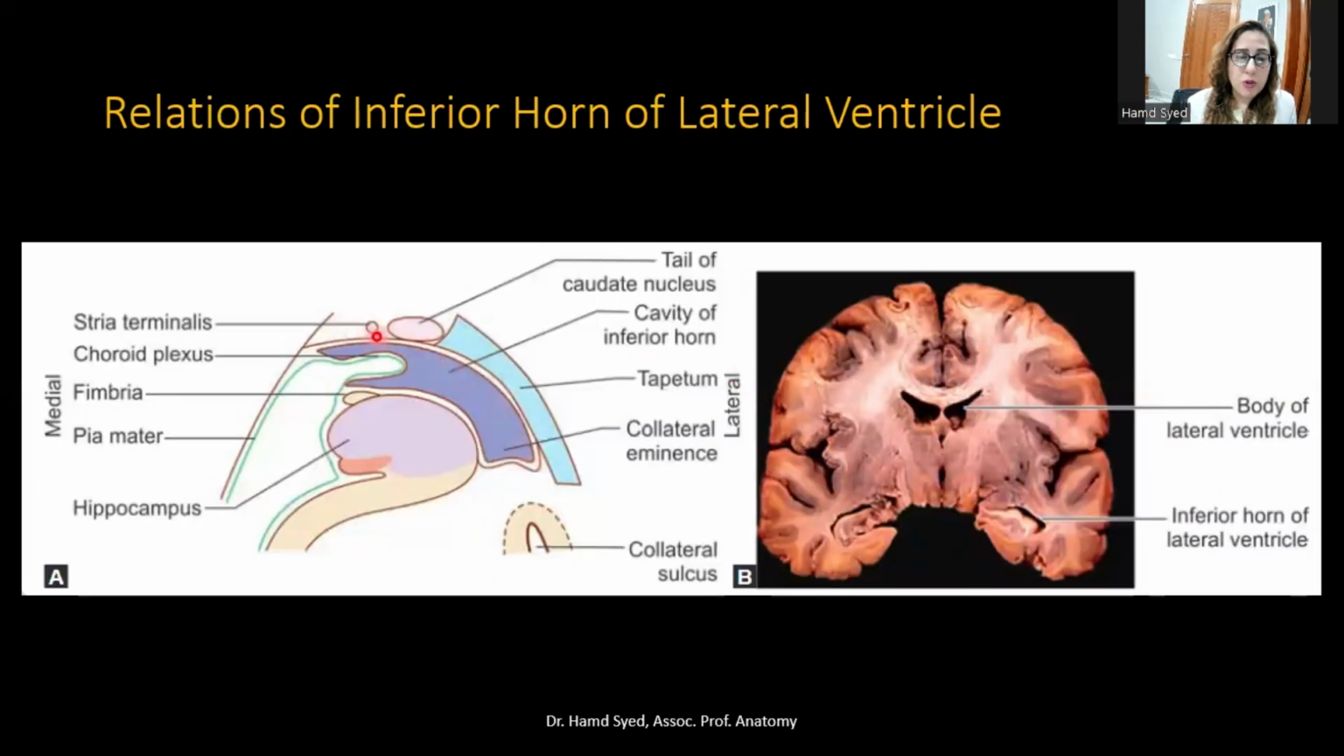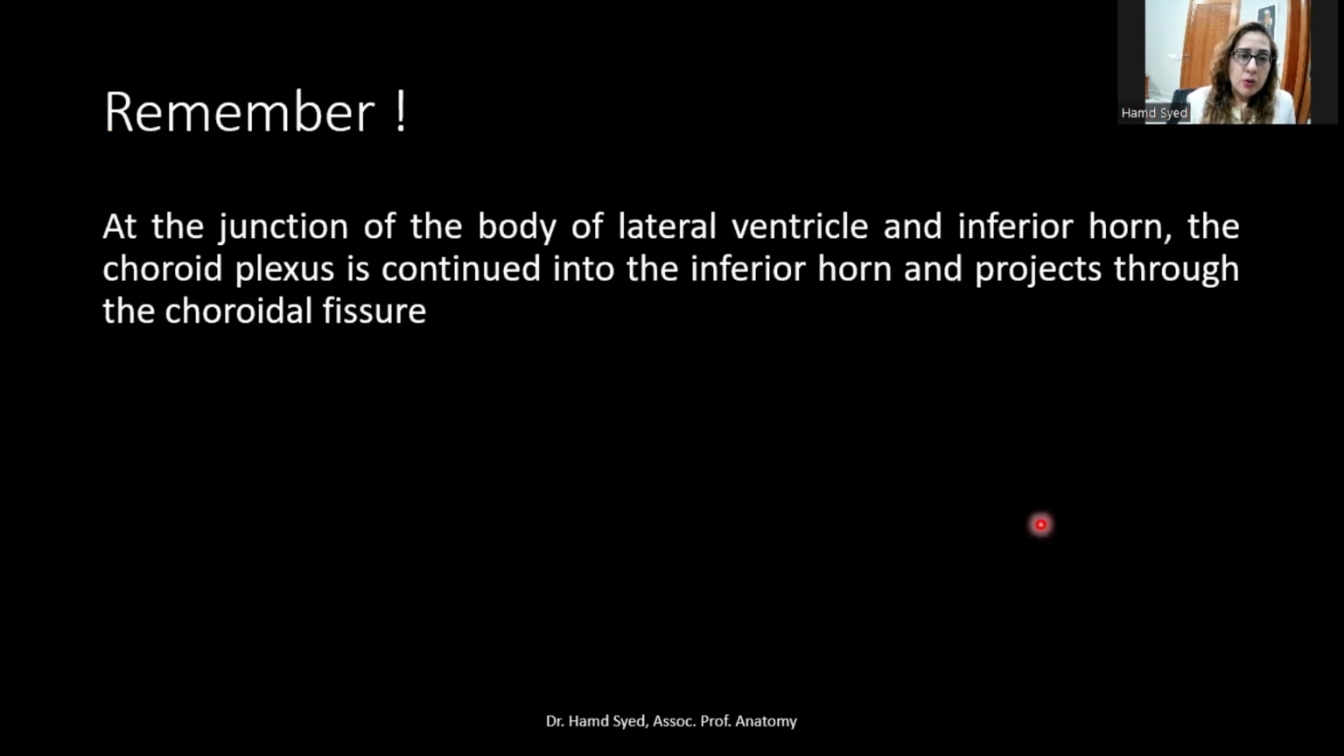So like I said, the inferior horn has a roof laterally and a floor medially. So here is the roof laterally, and the structures present in its roof are the stria terminalis, tail of caudate nucleus, and the tapetum. Whereas in the floor we see the hippocampus and the fimbria. Over here in the coronal section of the brain, we see here is the body of the lateral ventricle, and here is the inferior horn of the lateral ventricle. So keep in mind the junction of the body of the lateral ventricle and the inferior horn. The choroid plexus will be continued into the inferior horn, and it is going to project through the choroid fissure.